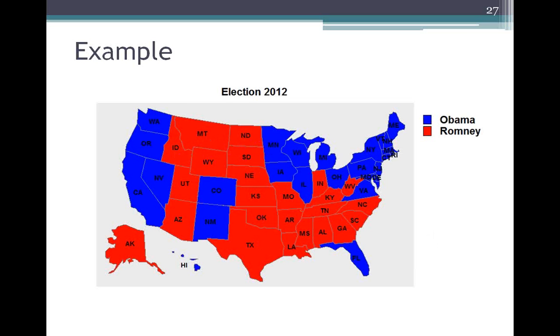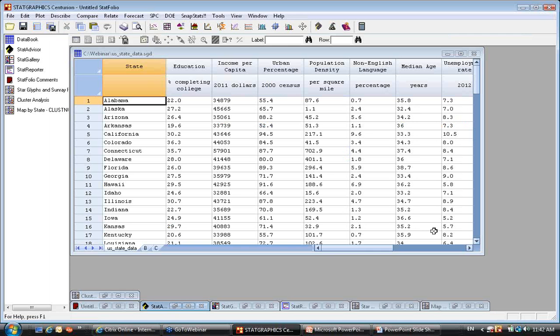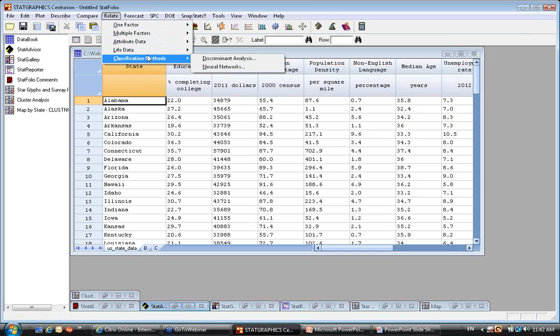The goal, though, is going to be now to take the 12 variables I've been looking at, the 12 demographic variables, and come up with a mathematical equation that I could use to predict whether a state would be an Obama state or a Romney state. Okay, now let's go back to Statgraphics, and I'll show you how we do this. The first thing we do is we have to find the discriminant functions. Well, the discriminant analysis is under Relate, Classification Methods, Discriminant Analysis.